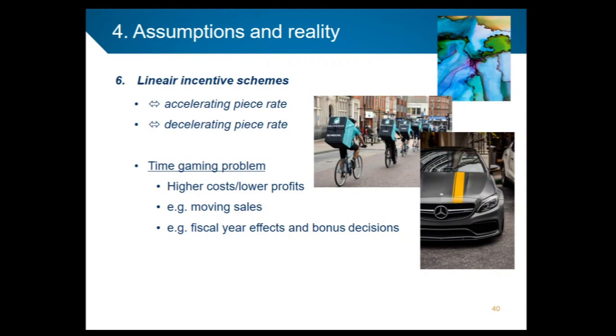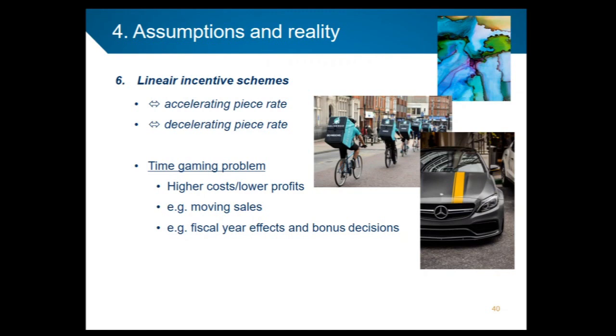But some organizations also employ the opposite. For example, I have heard, so take this example with some care, that Deliveroo's algorithm actually increases the distance between orders as bikers deliver more orders, in order to avoid paying too much to one driver. So this is an example of a decelerating piece rate. That is, it decreases the marginal benefit of an additional unit beyond a certain level.